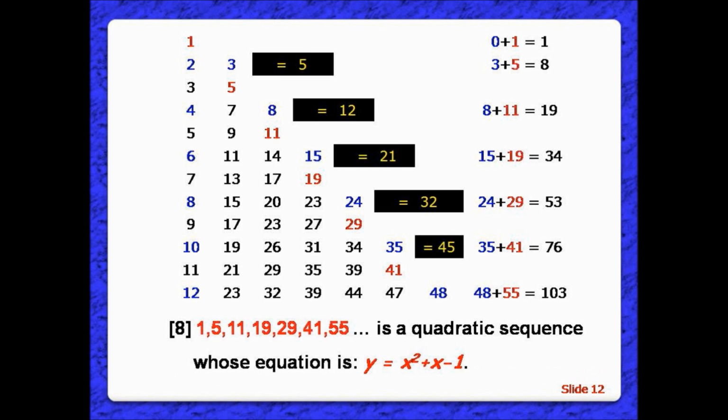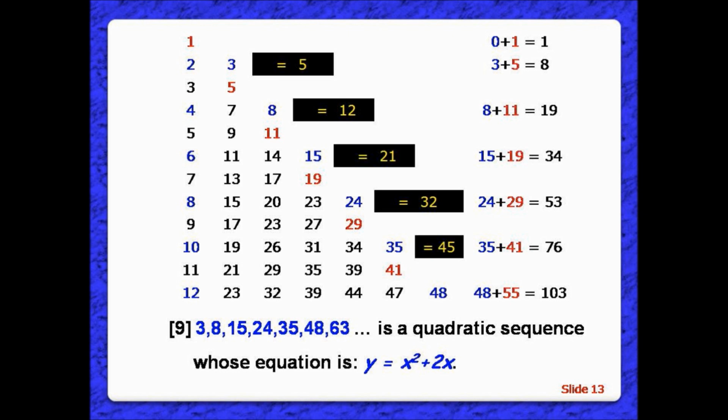The red numbers 1, 5, 11, 19, 29, 41, 55 form a quadratic sequence whose equation is y equals x squared plus x minus 1. The blue numbers 3, 8, 15, 24, 35, 48, 63 form a quadratic sequence whose equation is y equals x squared plus 2x.